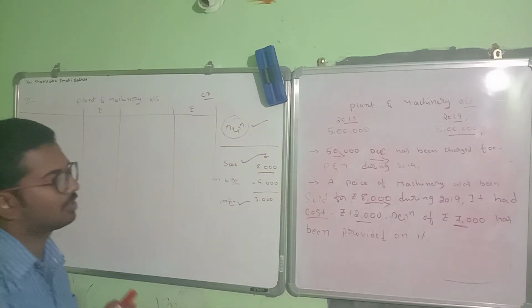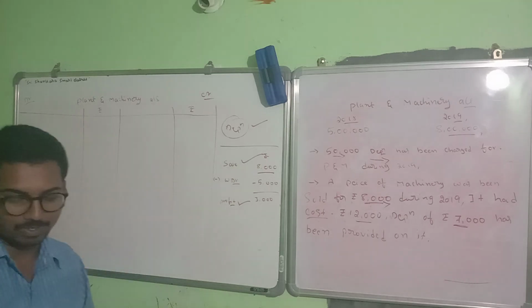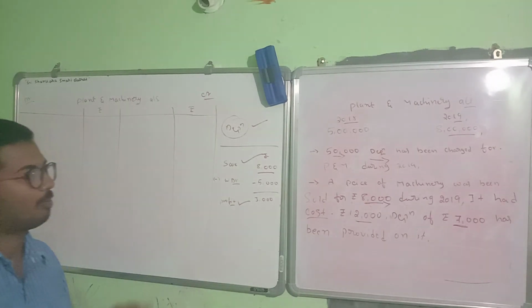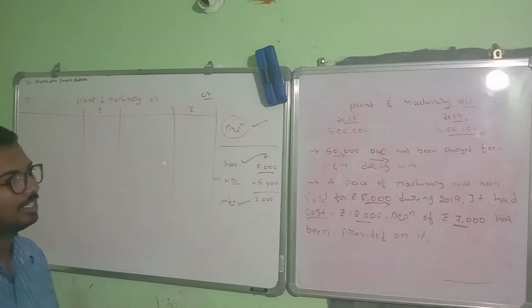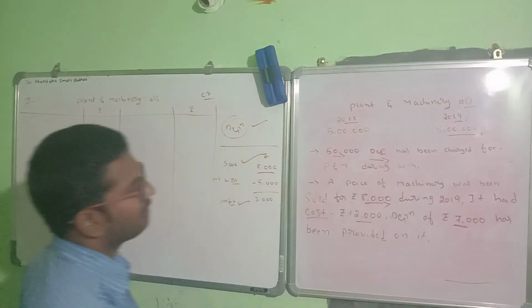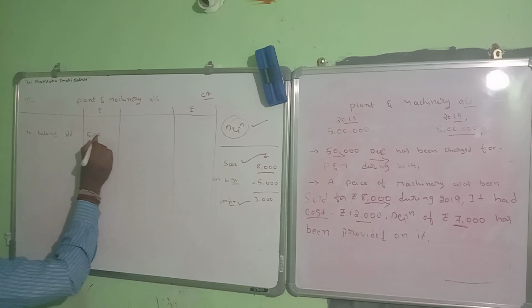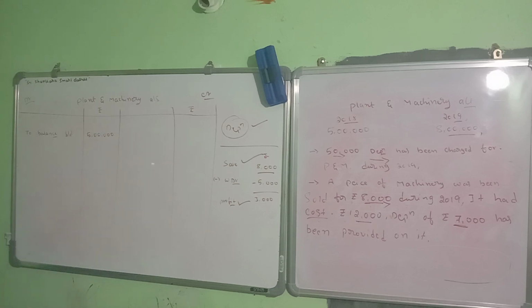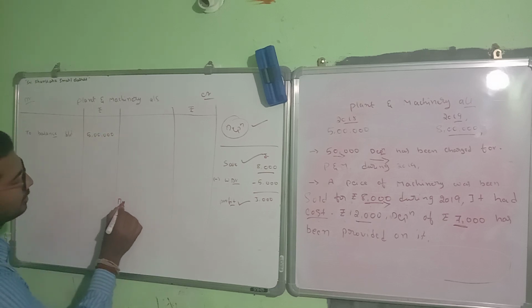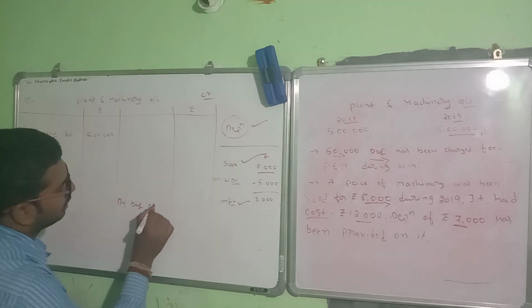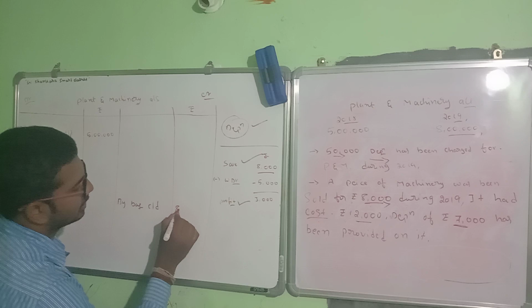Now let's start the account. Plant and machinery account is an asset account, so an asset account always starts on the debit side. Opening values are recorded on the debit side and closing values under the credit side. So 5 lakhs was the opening value, 8 lakhs is the closing value. Just post the information given in the question. To balance brought down, the opening balance is 5 lakhs, and by balance carried down, the closing balance is 8 lakhs.